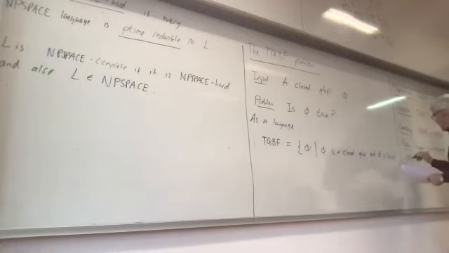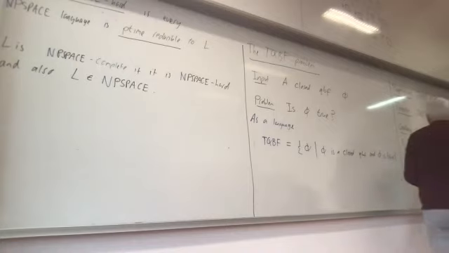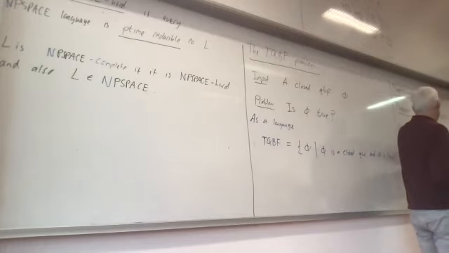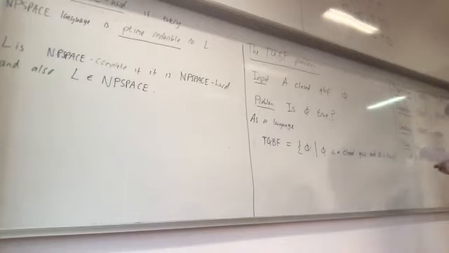So let F be a deterministic polynomial time reduction from L to TQBF. And what I want to show is that given this reduction, we can decide membership in L via a deterministic polynomial space algorithm. So then we have the following polynomial space algorithm.